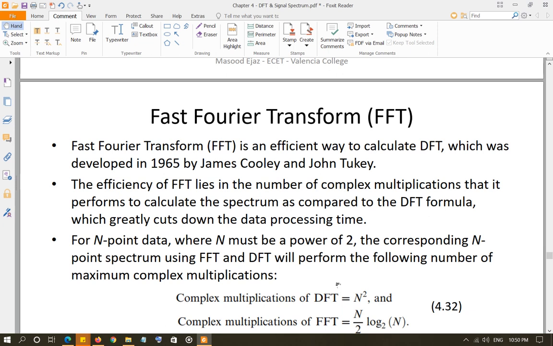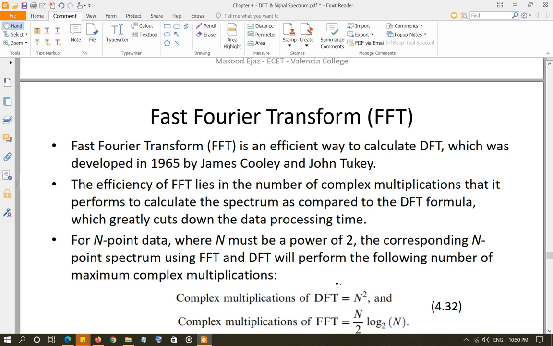So next we're going to look at fast Fourier transform. Fast Fourier transform is an efficient way to calculate discrete Fourier transform. It is not something that you use to find the spectral content of a signal, which is not the discrete Fourier transform. It is the discrete Fourier transform, but an efficient way to calculate it.